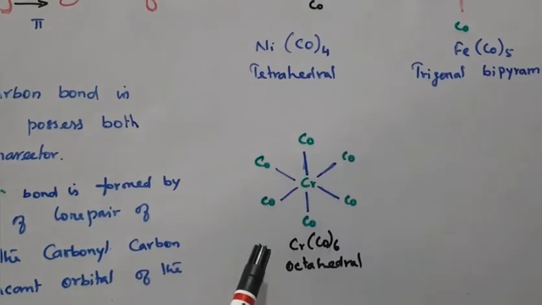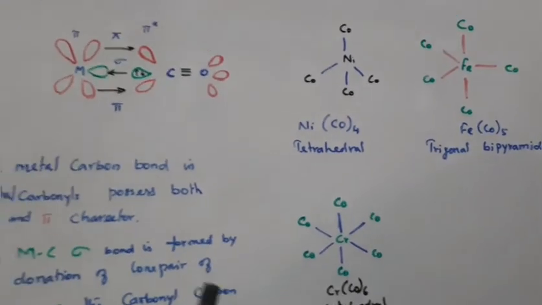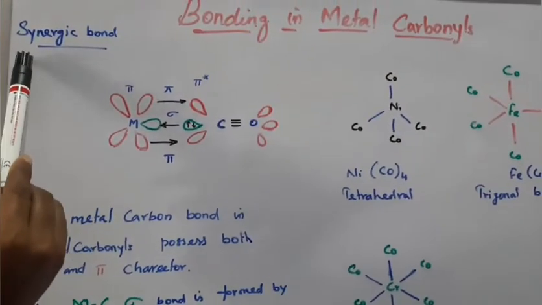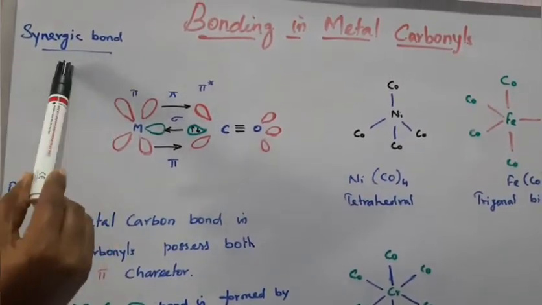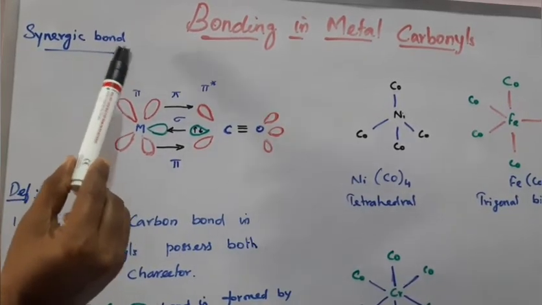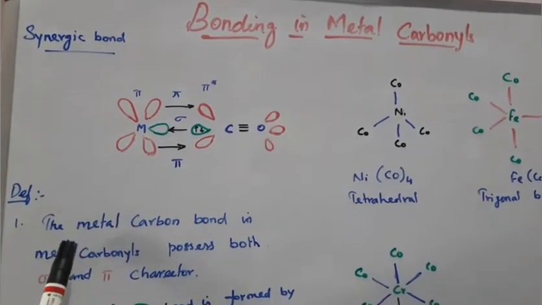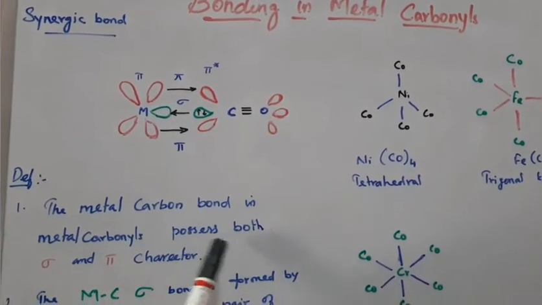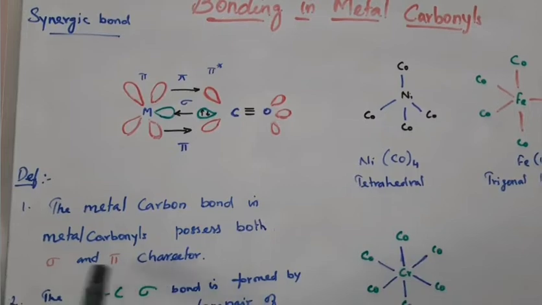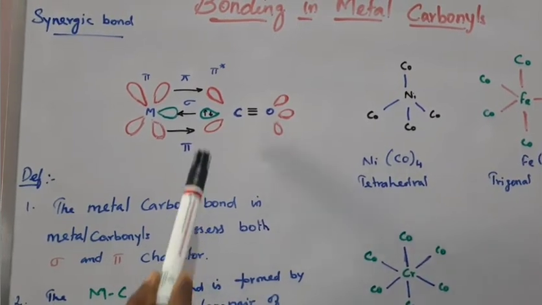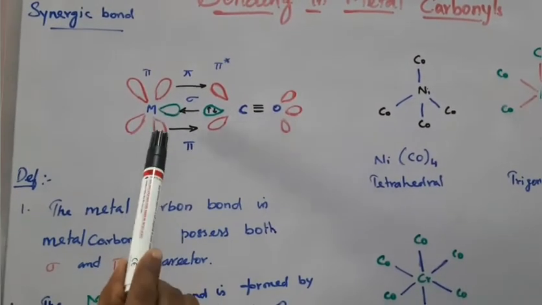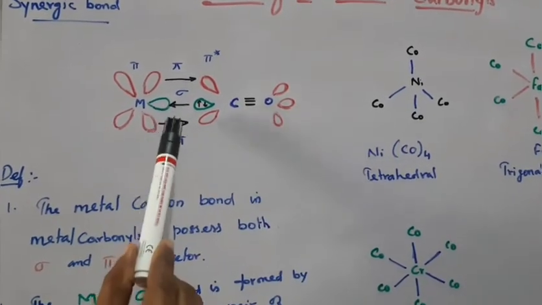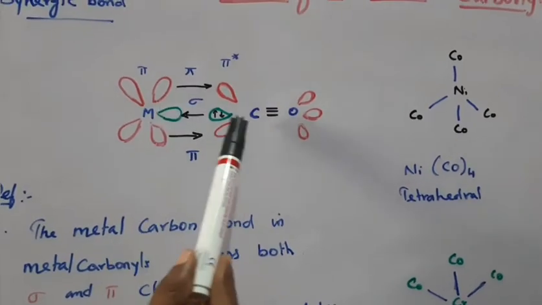How does the metal carbonyl bond formation take place? That bond formation is called a synergic bond. What do we mean by this synergic bond? First of all, the metal-carbon bond in metal carbonyls possesses both pi bond and sigma bond character. So how is the sigma bond formed, and how is the pi bond formed?